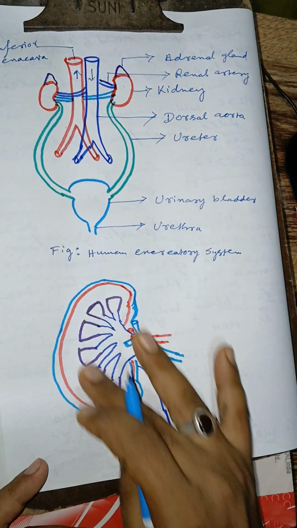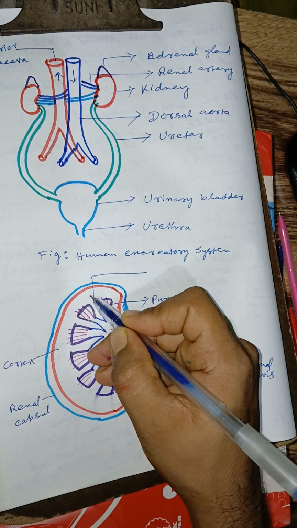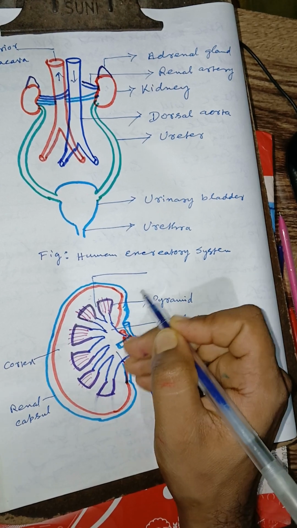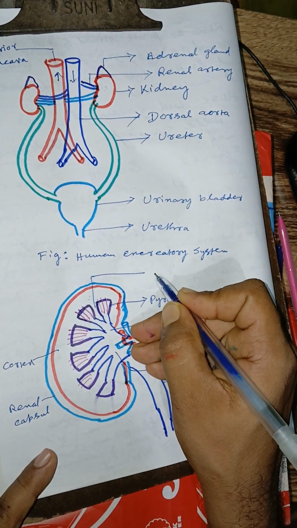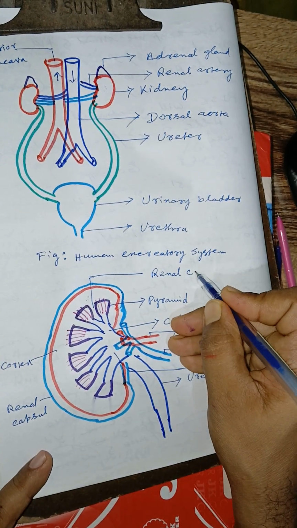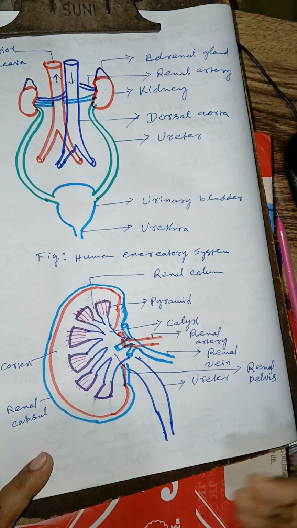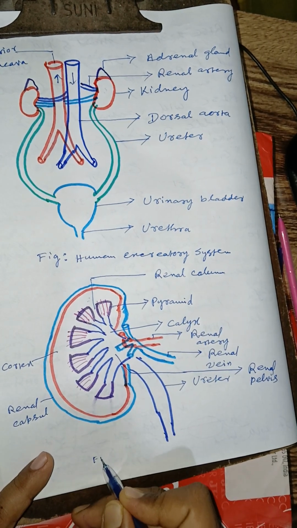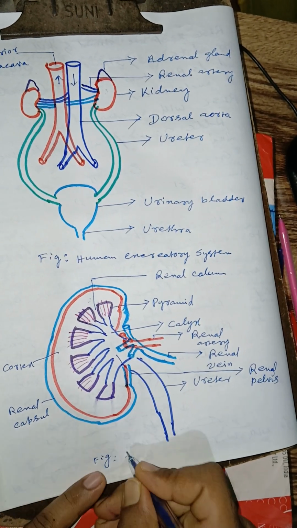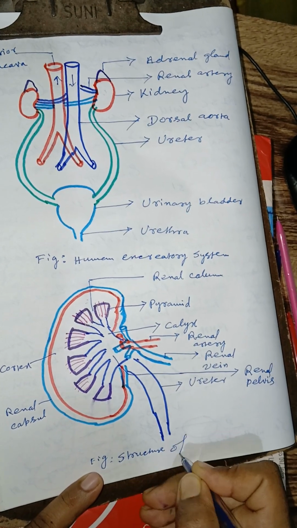I think you understood how to draw the structure of the kidney. Look, the part of the cortex which enters inside the medulla is known as the renal column, or column of Bertin. Okay, this is the structure of the kidney.